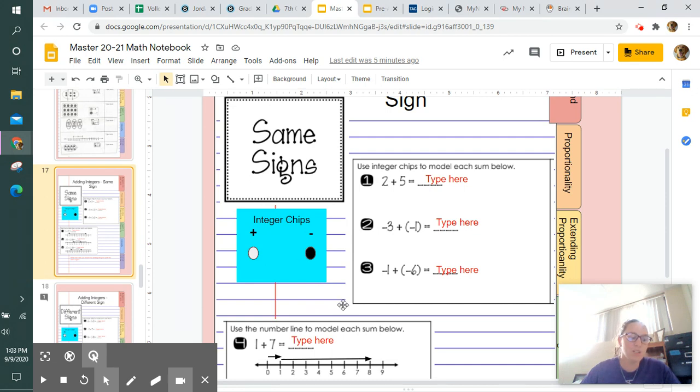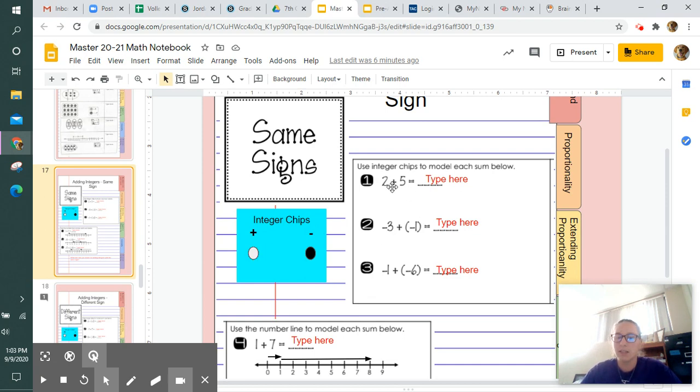Okay. I know some of these questions seem silly, like 2 plus 5. We already know the answer, or at least I hope we do. 2 plus 5 is obviously 7, but we want to know how we get there with the integer chips, because tomorrow it's going to be really important.